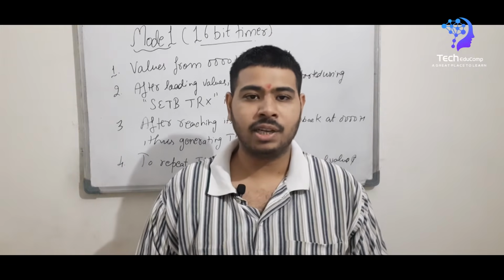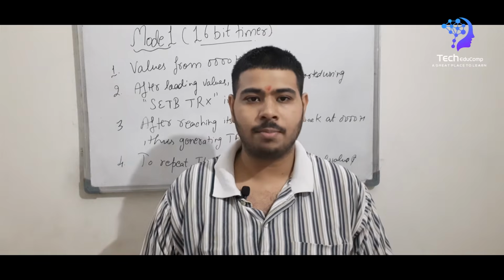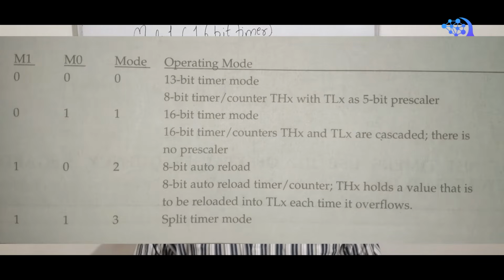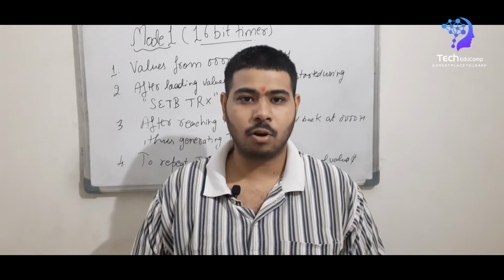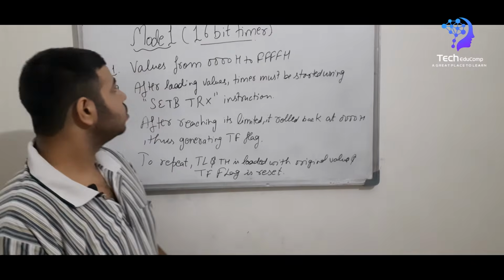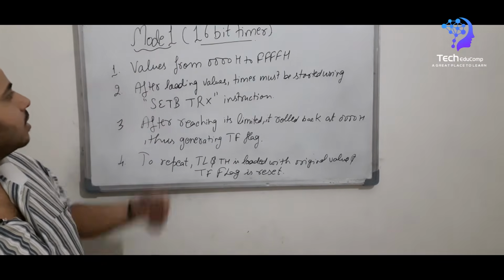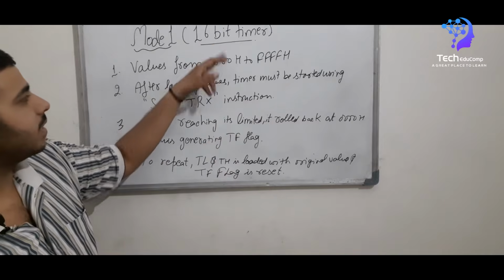So currently we have 4 different modes of timers and counters, from mode 0 to mode 3. These modes can be selected using the M0 and M1 bits of the TMOD register. So first of all, we have mode 1 of timers and counters, which is a 16-bit timer.